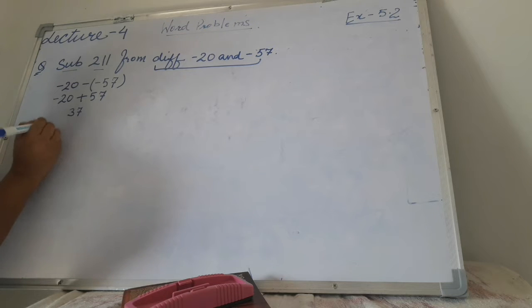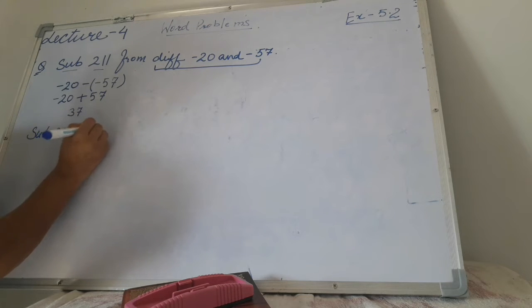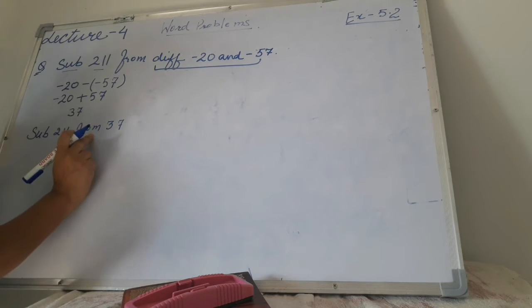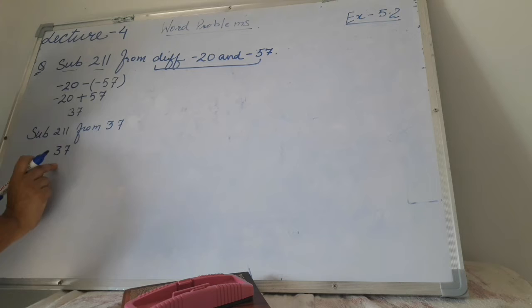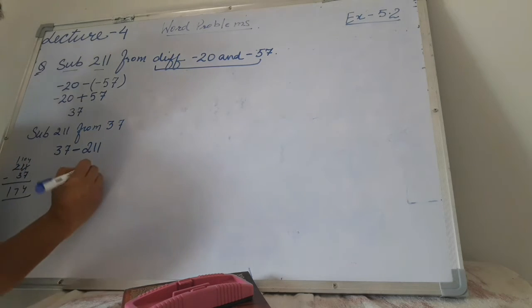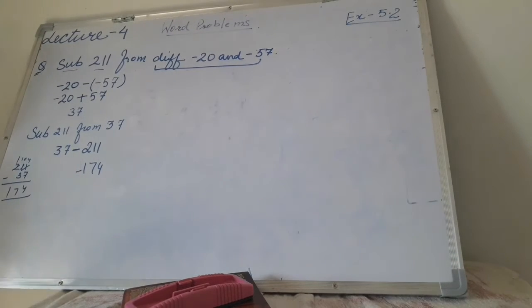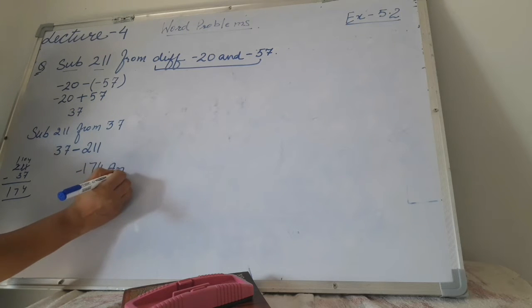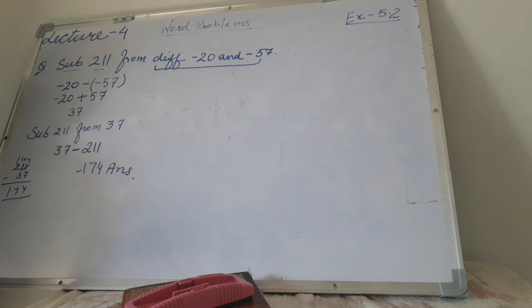Now my question becomes: subtract 211 from 37. Got it? Clear? Now what I will do? 37 from means I have to keep my back number on the front. Subtract means minus 211. Right? Now, plus minus becomes minus, and 37 minus 211 gives 174, but with the negative sign, because 211 is greater with the negative sign. So my answer is minus 174.